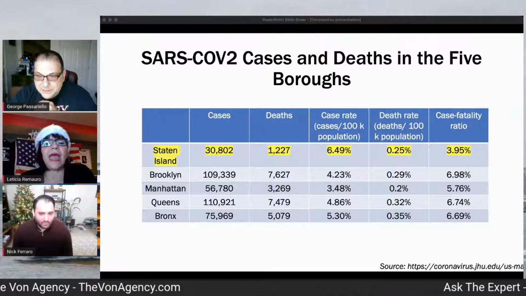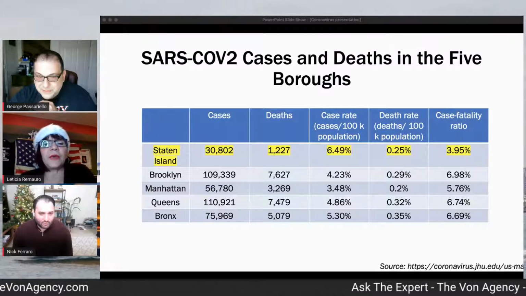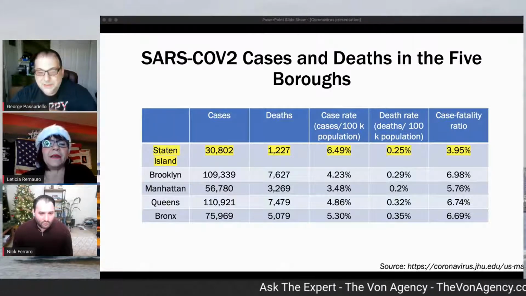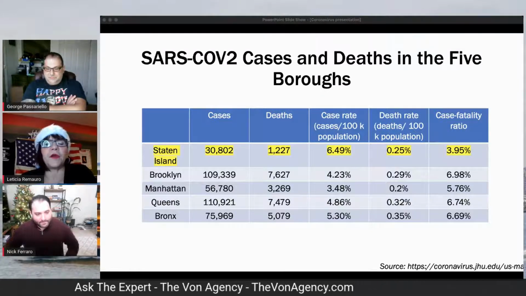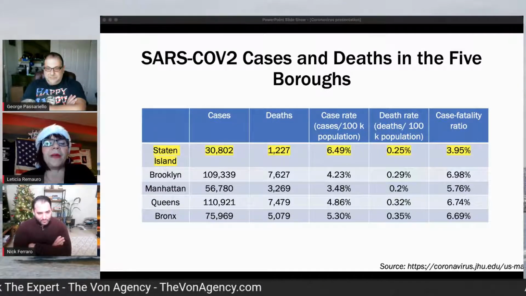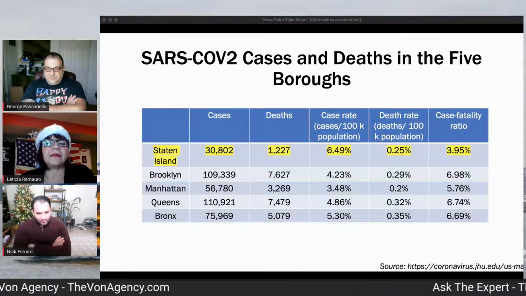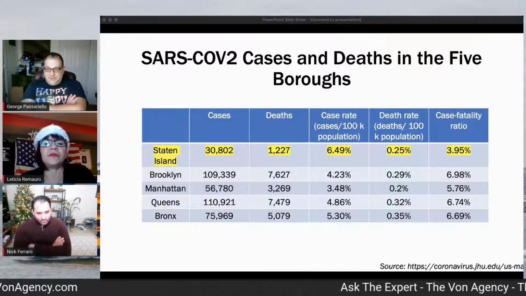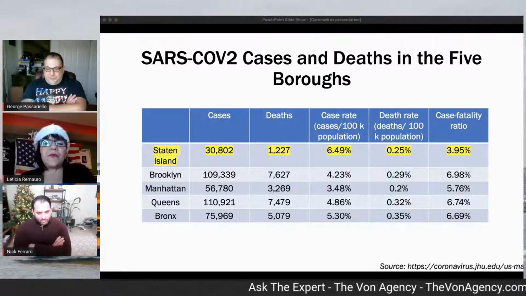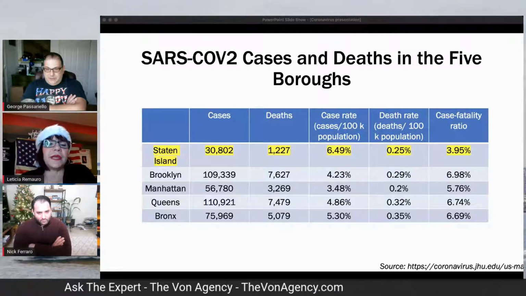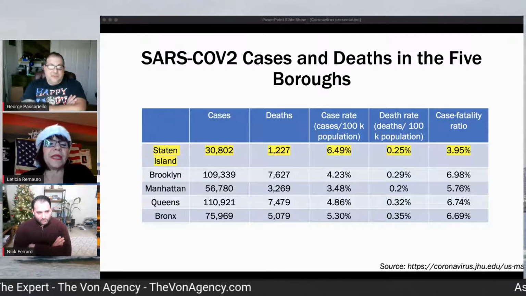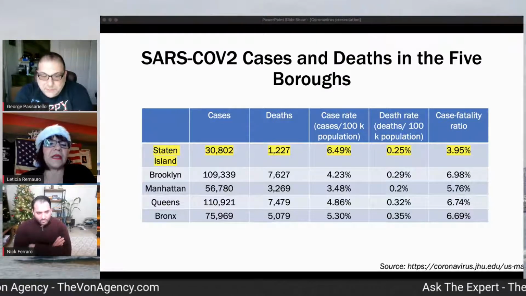So look at that. This tells me a great deal about what's happening in Manhattan, right? Because Manhattan is a very populous borough as well. But there's only 56,000 cases and 3,200 deaths, the lowest death rate. So that means to me that Manhattan right now must be a ghost town. The population of Manhattan has to be somewhere else.